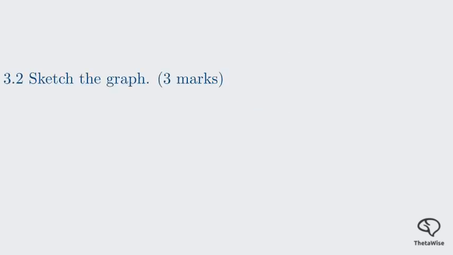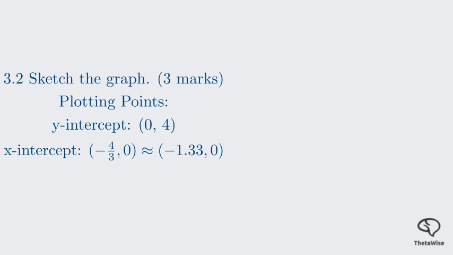Moving on to part 3.2, we are asked to sketch the graph of the line. We can use the intercepts we just found to make an accurate sketch. We know the line passes through 2 key points. Plotting these 2 points on a Cartesian plane is enough to draw the entire line. We have the y-intercept at 0, 4, and the x-intercept at negative 4 over 3, 0. Let's plot these. Let's draw a set of axes. We'll mark the point 0, 4 on the positive y-axis. Then we'll mark the point negative 4 over 3, 0 on the negative x-axis, which is approximately negative 1.33 on the x-axis.